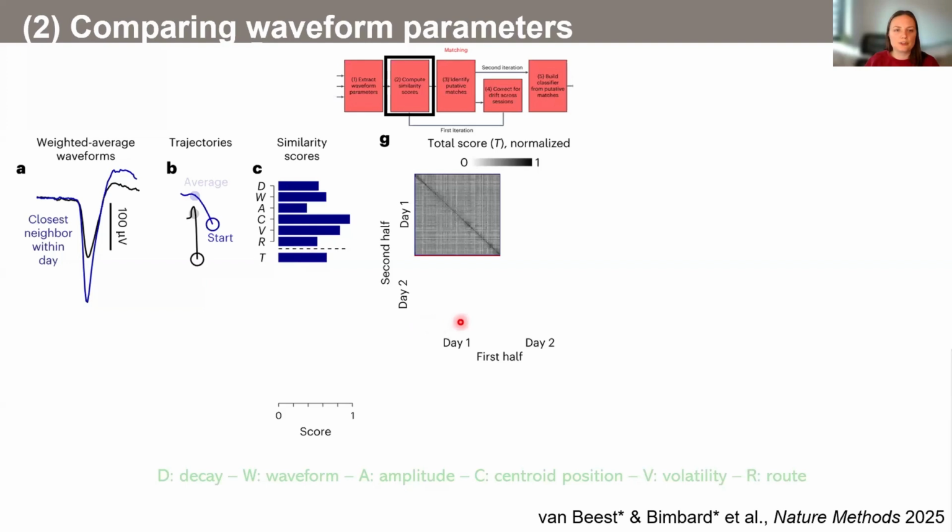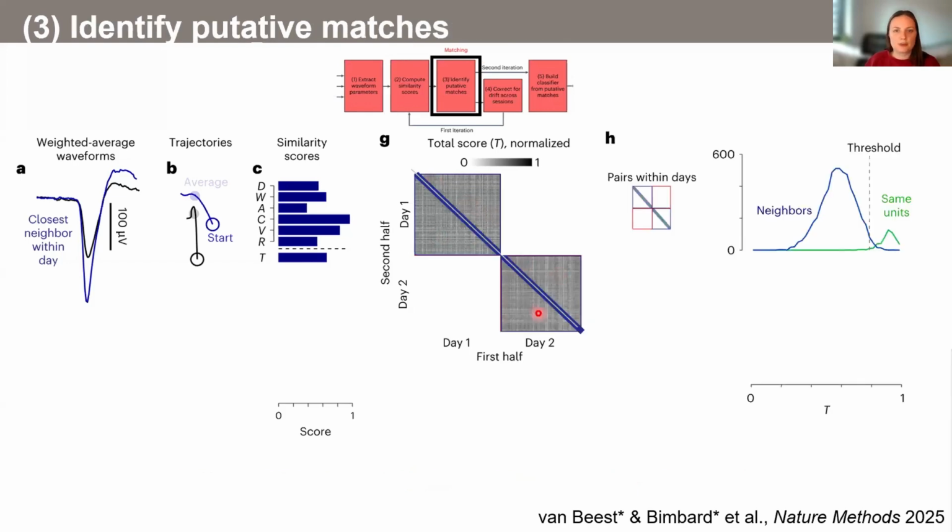If we do this for all the neurons on day one, for the first half of their recording versus the second half of their recording, we can see that the neurons are very similar to themselves across the two halves. So that's the main diagonal, which is great. And then outside of this diagonal, the scores are overall lower. And we see the same for day two. So we can now plot this as a function for neighbors in blue. This is 50 micron around the neurons, and the same neurons in the two halves. And we find that the same neurons have generally higher total scores than neighbors, such that we can find a threshold where these two distributions are really different.